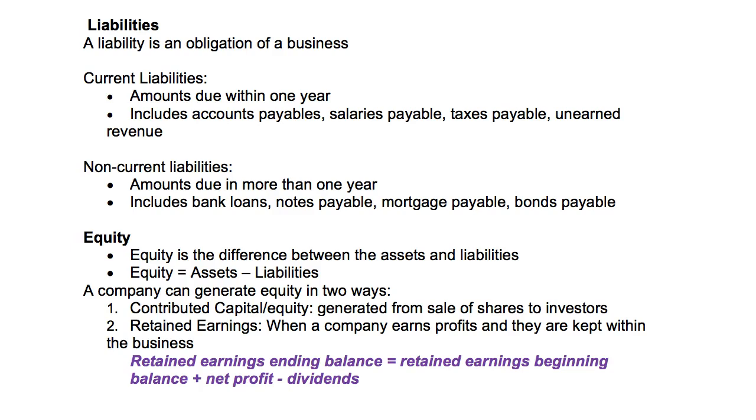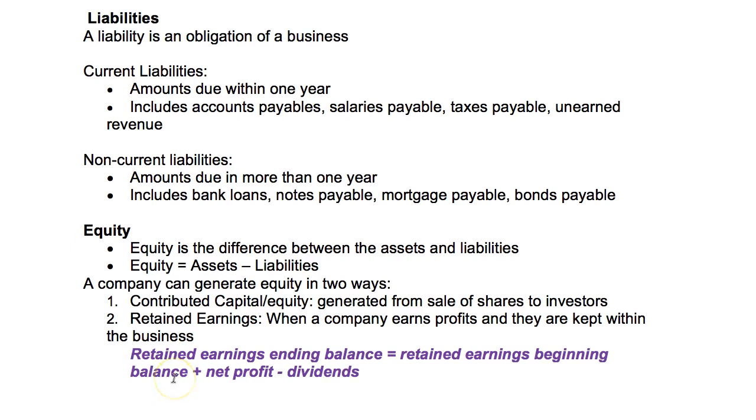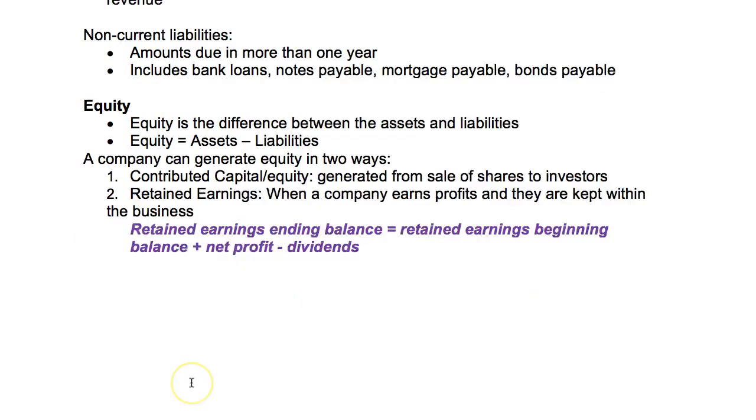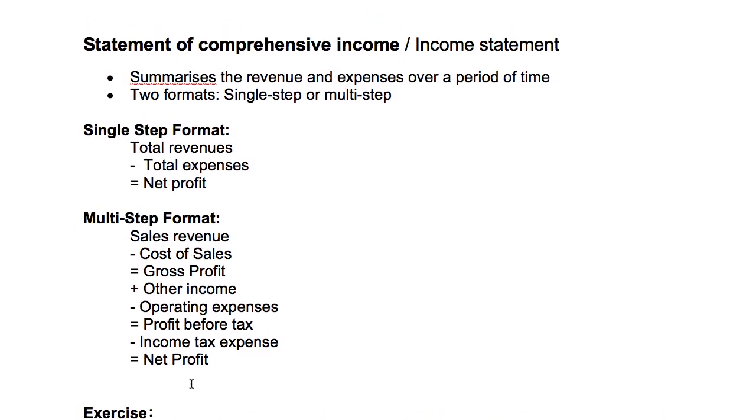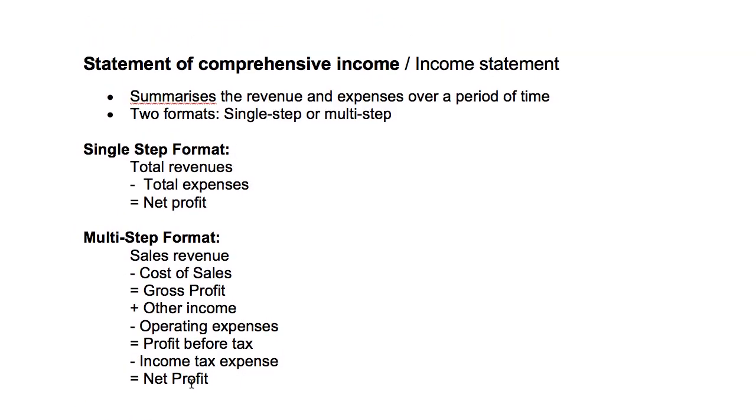Well done. So retained earnings ending balance is equal to the retained earnings beginning balance. This comes from the ending balance from last year. Then you add the current year's net profit, and then you minus the dividends. Well, we haven't talked about where you get the profit from. So the profit is calculated on the statement of comprehensive income.